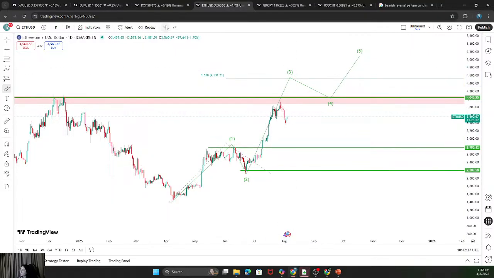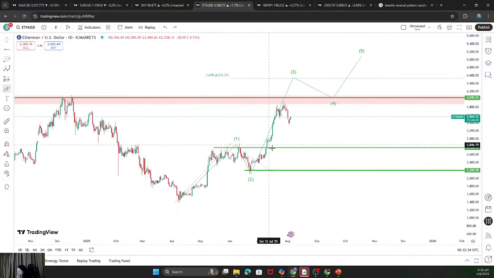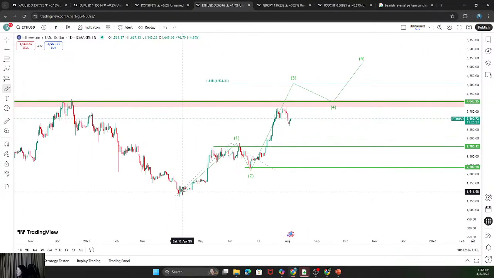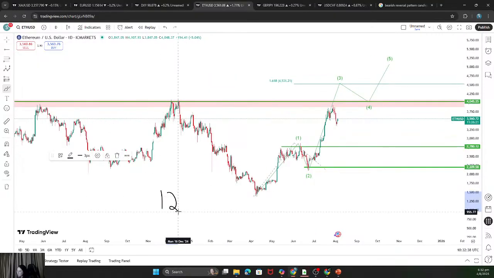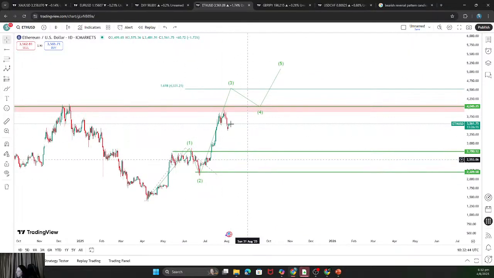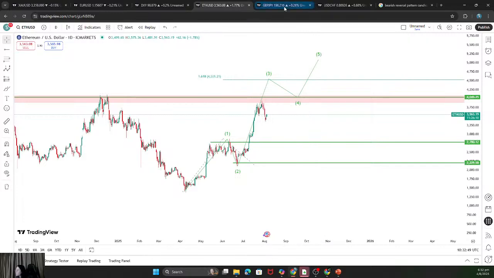Okay, where do you enter? I cannot tell you for sure because structurally I don't see anything nearby. I know it's a buy also, guys, because my entry for Ethereum is actually 1,200. So I'm already in long ago. That's why I don't scalp or day trade Ethereum. But yeah, this is my overall view for Ethereum.